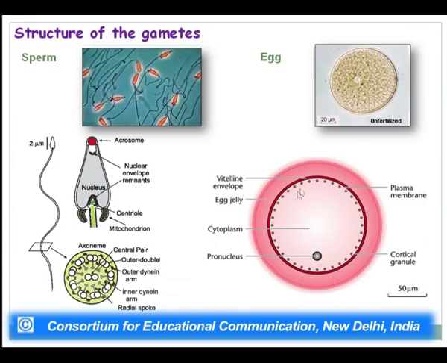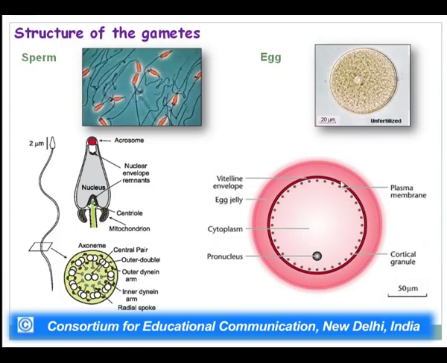Just inside the egg cytoplasm, on the periphery of the egg, lie these cortical granules. We will talk about the function of these cortical granules. They again contain hydrolytic enzymes. This is the female pronucleus and this is the female cytoplasm.